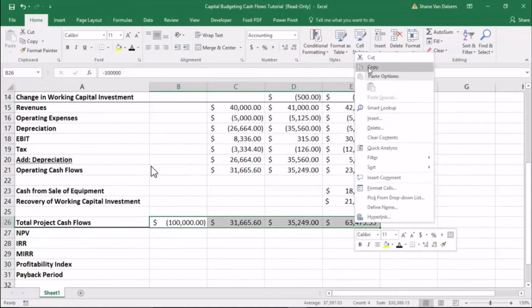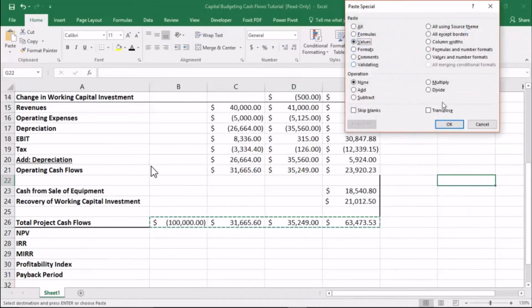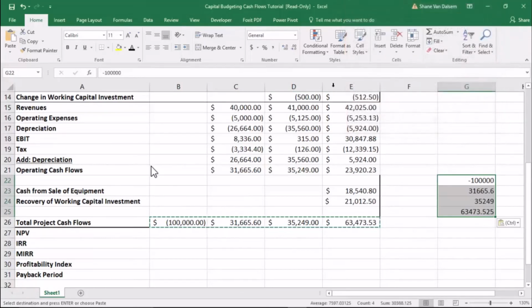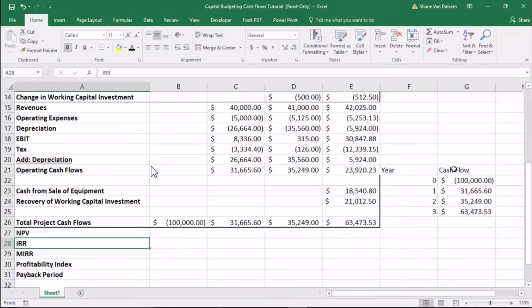If you want to make it look like something you've seen before, we can copy it and put it in this order. So I have my cash flow, and I have my year. And that's what we were doing in the previous chapter. So now we're going to calculate the NPV, the IRR, the MIRR, the profitability index, and the payback period.